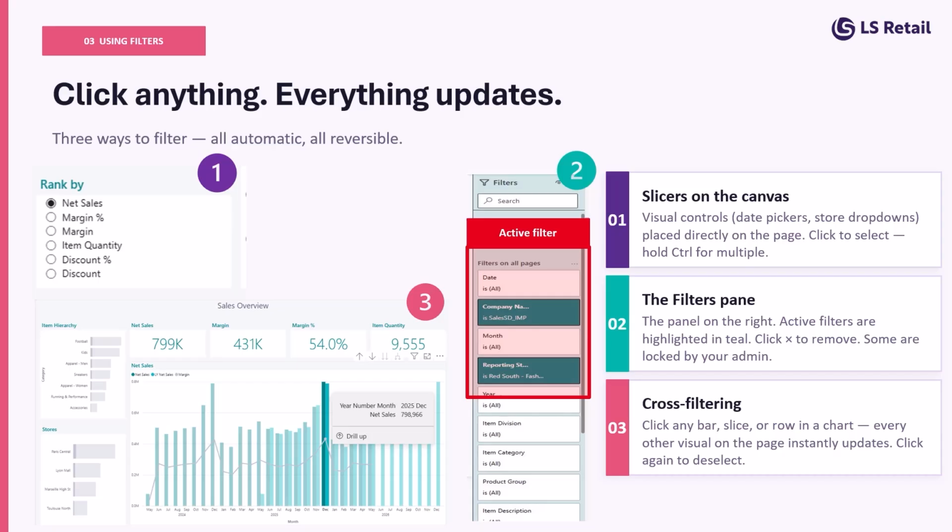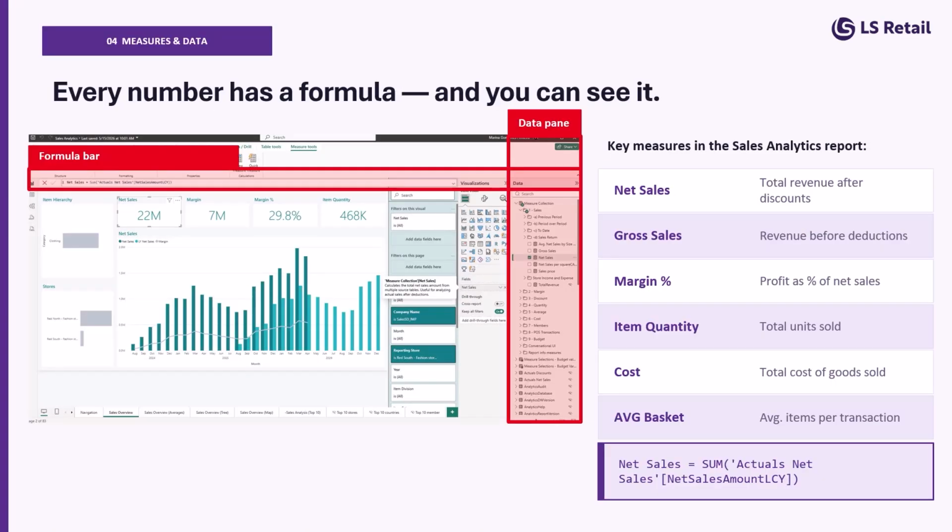You can explore freely. Every number you see in a Power BI report is calculated by a formula called a measure. You can always see what a measure is calculating. Just click on it in the data pane on the right, and the formula bar at the top shows you exactly how it works. For example, net sales equals the sum of the net sales amount LCY column from the actual net sales table. That's it. Plain English logic, connected directly to your LS Central data.